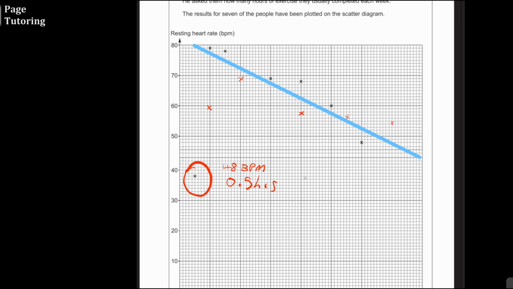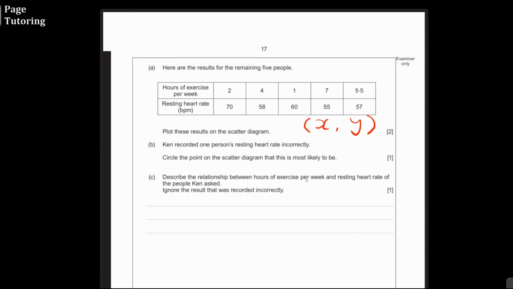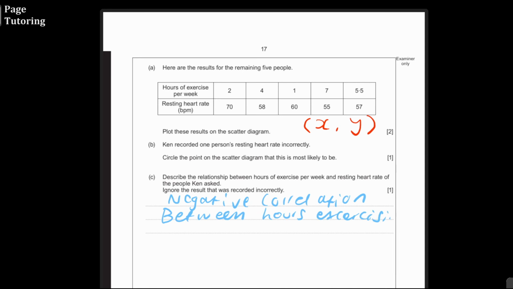Now this could be called a negative correlation. Negative because it goes down as the other one increases. So now if we go to the question, we're going to write this. It said negative correlation between hours exercising and BPM. You would also have got the mark if you just stated as the number of hours exercising goes up, the BPM goes down.